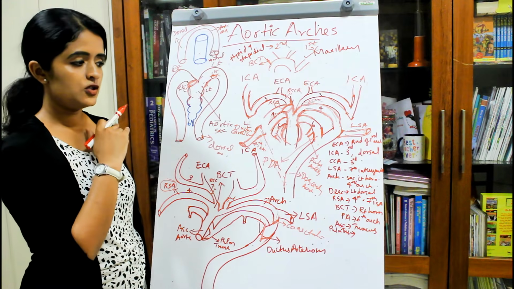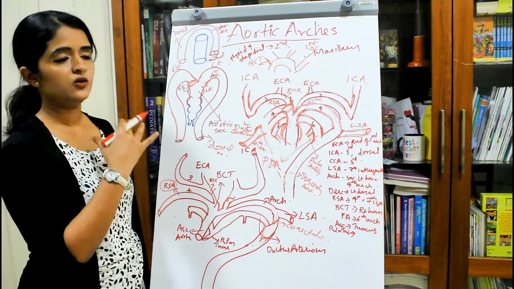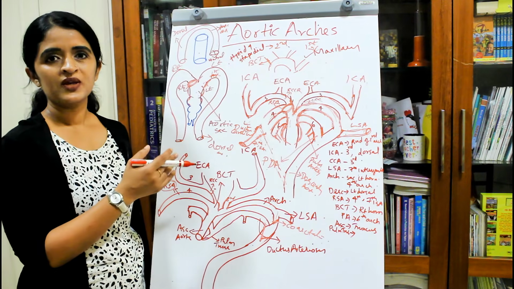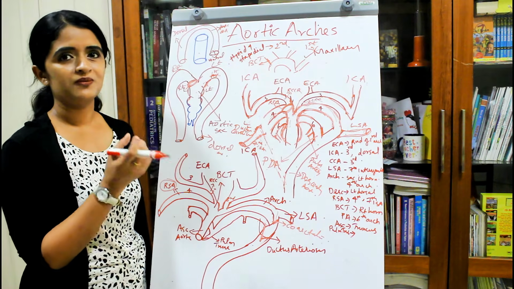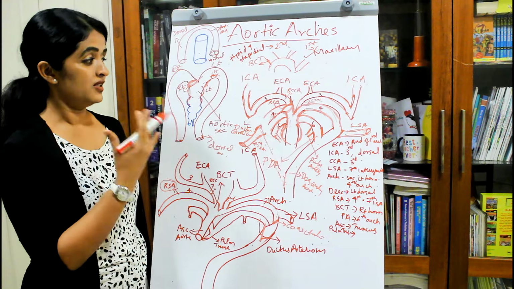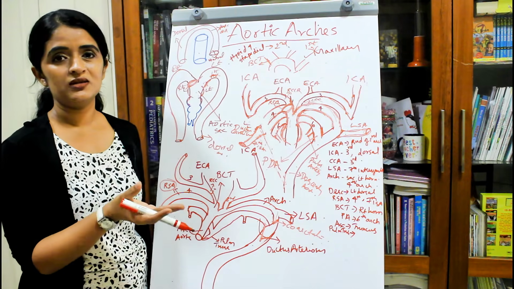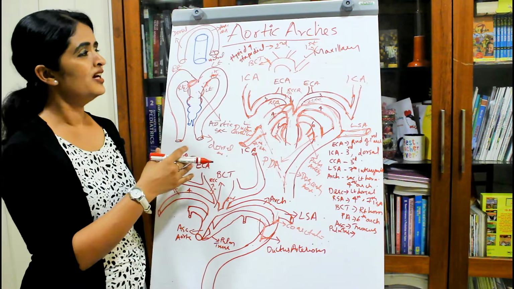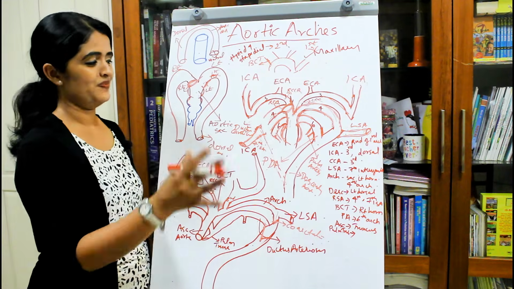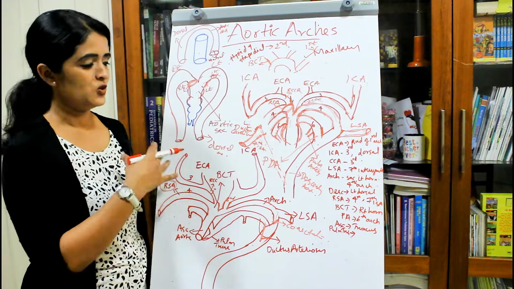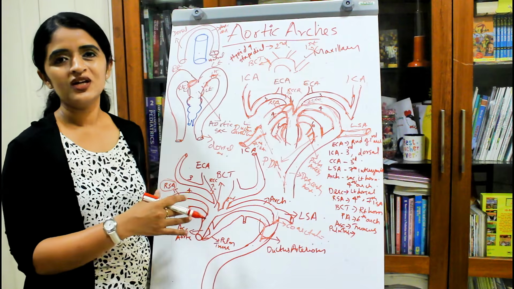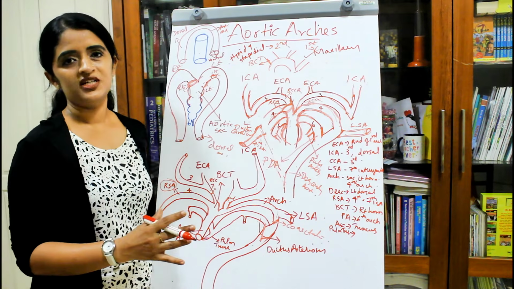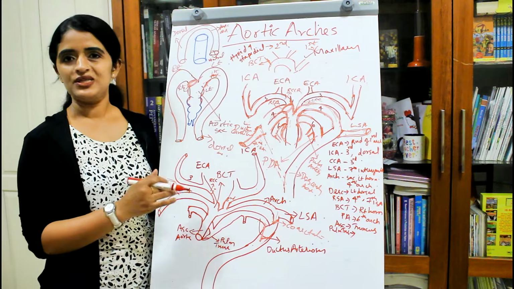So I would like to give a briefing about the derivatives of the aortic arches. Please have a look, because I've got comments that I should summarize the topic towards the end so that you will get a glimpse of it in a neat format, rather than looking at this board, because the board will be full towards the end and you won't be able to read it. So I will just have a PPT showing all the derivatives of the aortic arches. Please have a look.